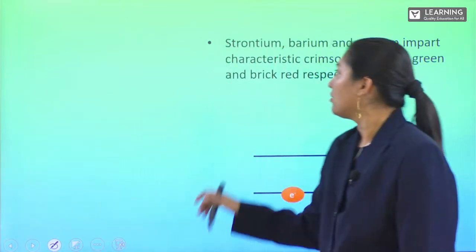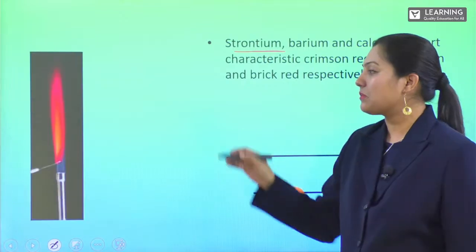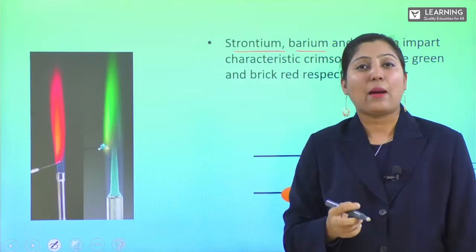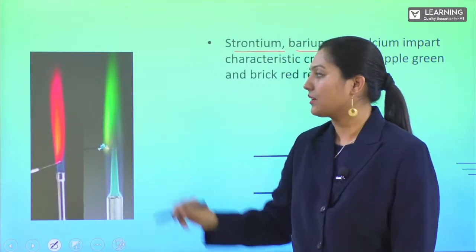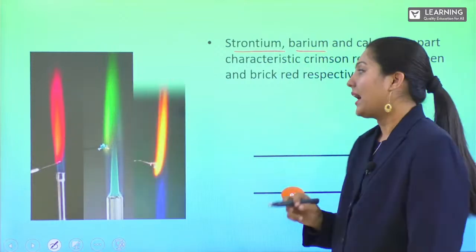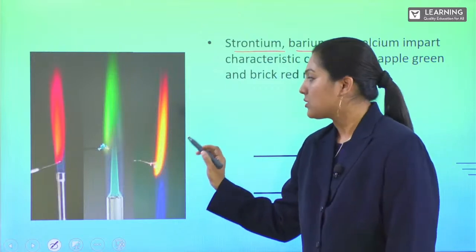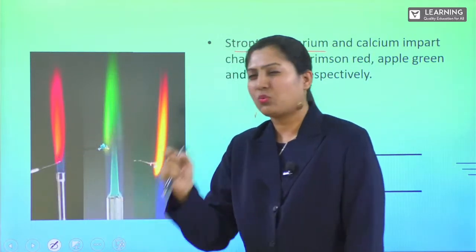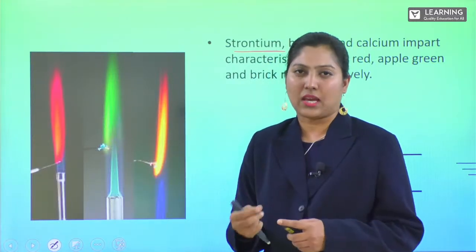So for strontium, we have crimson red color. For barium, it is apple green color. You can see this green color. This green color is due to barium, and we have this brick red color for calcium. So there is a difference between brick red and crimson red. Crimson red is very reddish in color, whereas brick red is more orange type.